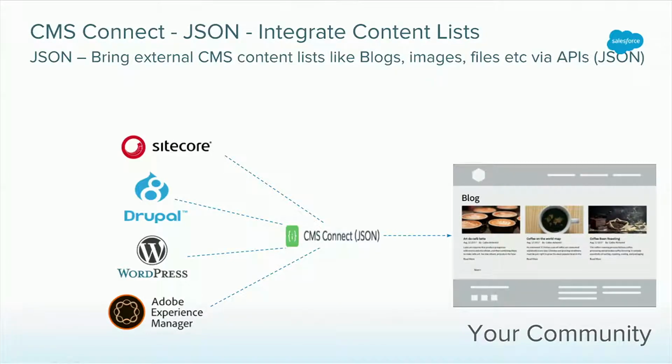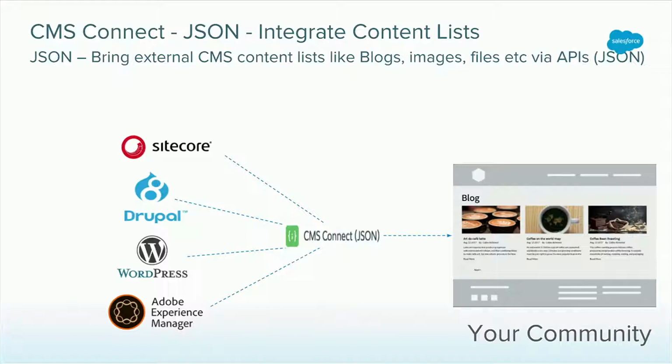Let's move on to another flavor of CMS Connect. That is CMS Connect JSON. It is so powerful to bring all your web content from any other CMS system which supports JSON APIs. For example, your customer wants to bring a list of blogs, articles, images, files, etc. in the form of a list into your Salesforce community. In that case, we have CMS Connect JSON for you.